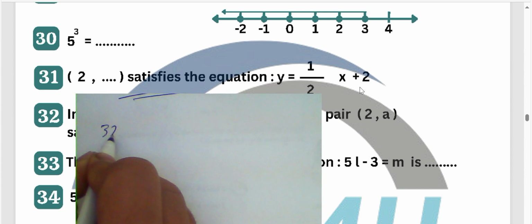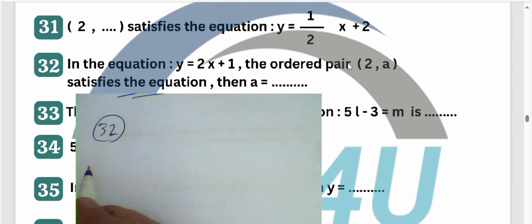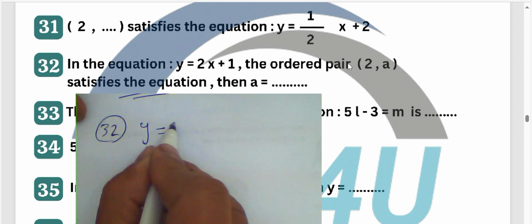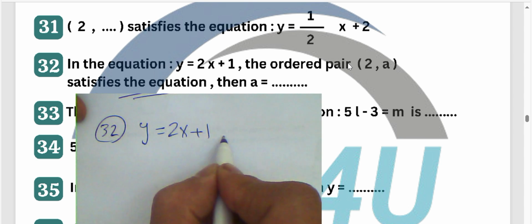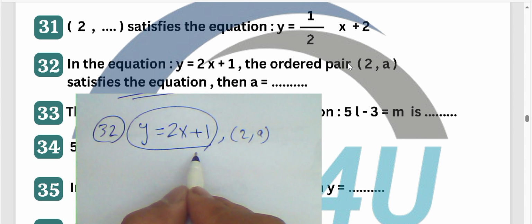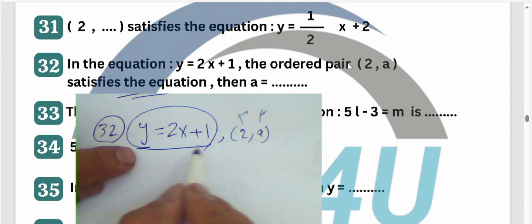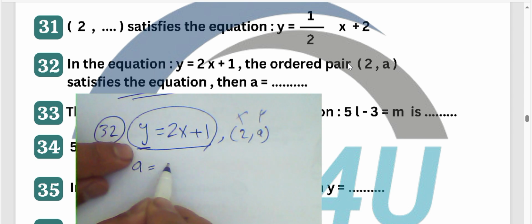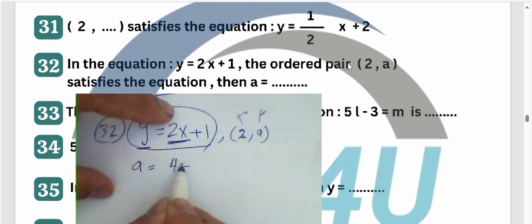Question 32. In the equation y equals 2x plus 1, the ordered pair 2 and a satisfies this equation. We can find the value of a: put x equal to 2 and y equal a here. a equals 2 times x, x equal to 2, 2 times 2 is 4. Then the value of a will be 5.